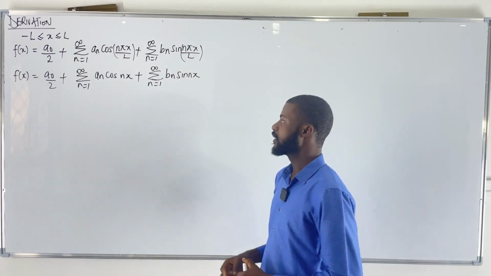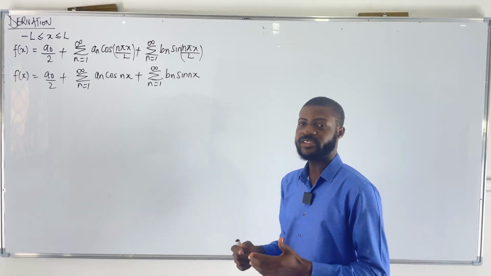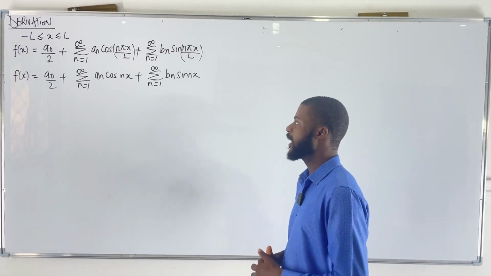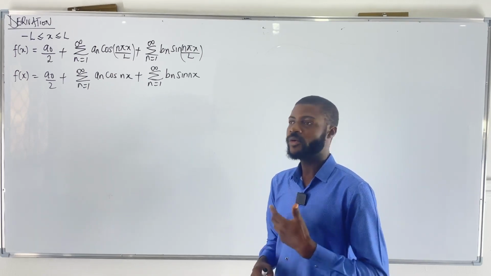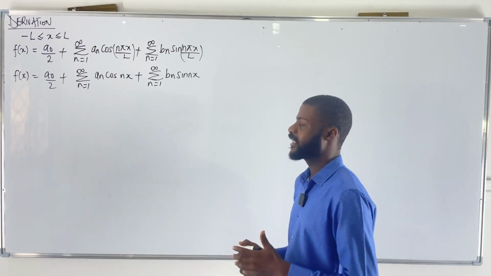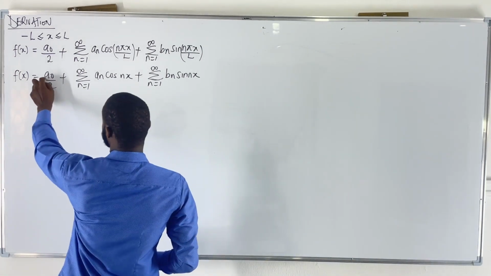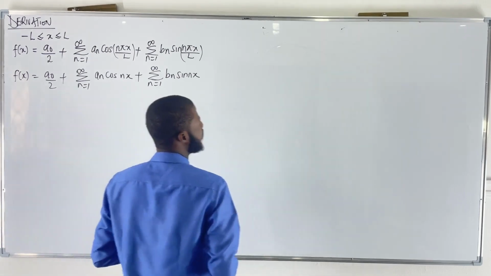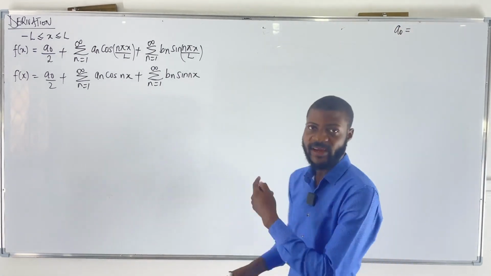Now let us proceed. If you look at these formulas, you will notice that we have coefficients: a naught, a sub n, and b sub n. We're trying to see how we can find them, but it's actually very easy. A naught is a constant term. So let us find a naught.